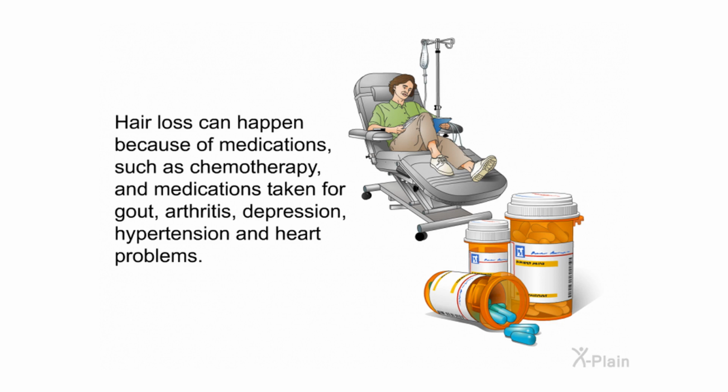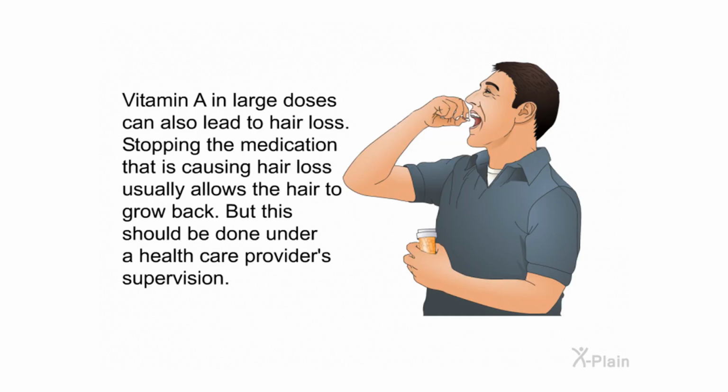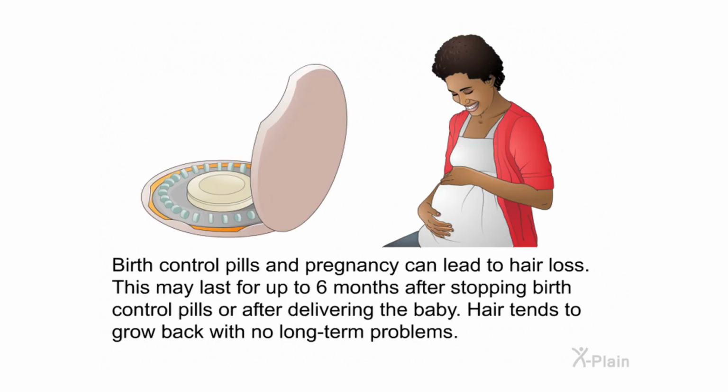Hair loss can happen because of medications, such as chemotherapy, and medications taken for gout, arthritis, depression, hypertension, and heart problems. Vitamin A in large doses can also lead to hair loss. Stopping the medication that is causing hair loss usually allows the hair to grow back, but this should be done under a healthcare provider's supervision. Birth control pills and pregnancy can lead to hair loss. This may last for up to 6 months after stopping birth control pills or after delivering the baby. Hair tends to grow back with no long-term problems.